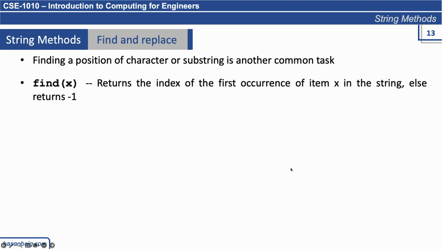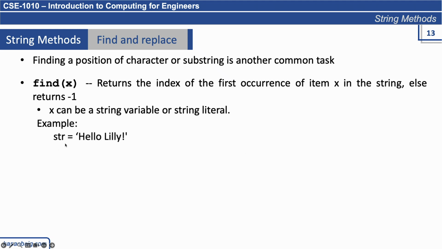Finding and replacing is also another common task. Find(x) returns the index of the first occurrence of item x in the string. If x is not found, meaning the string that we are looking for is not found, then it returns -1. X can be a string variable or a string literal. For example, we have a string, hello Lily, with an exclamation mark at the end.